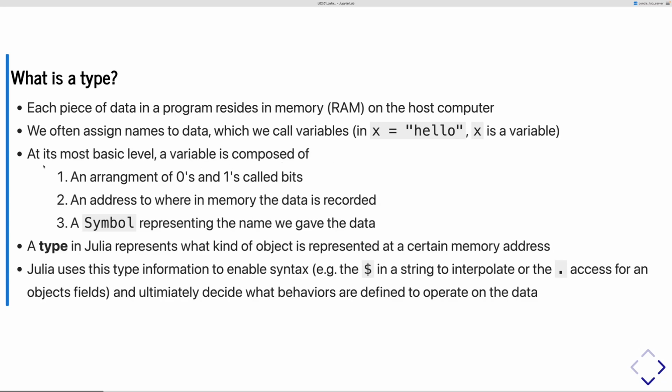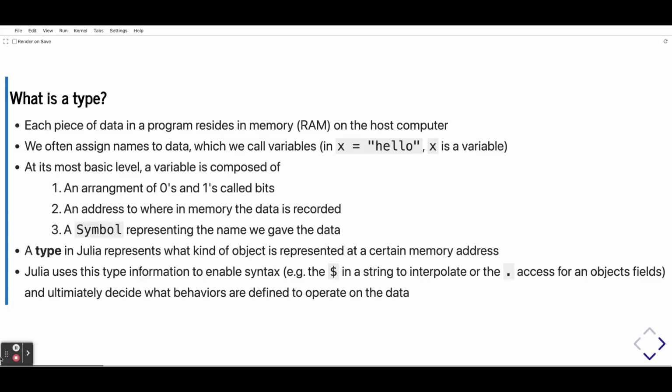Now, if we dig under the hood a little bit, a variable has three main components. First, we've got the actual data. These are the zeros and ones that computer scientists call bits that represent the data itself. We don't typically deal with things at this level. The second is an address to where the data actually is physically stored within the RAM or the memory on our computer. So it kind of looks like this when we have a variable.